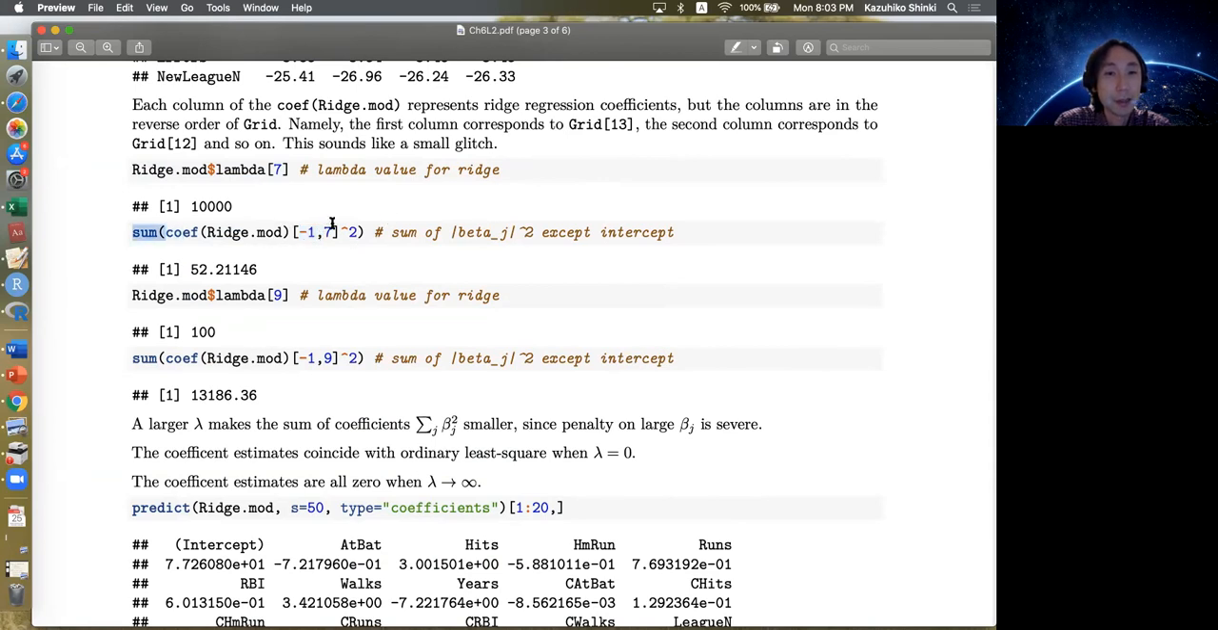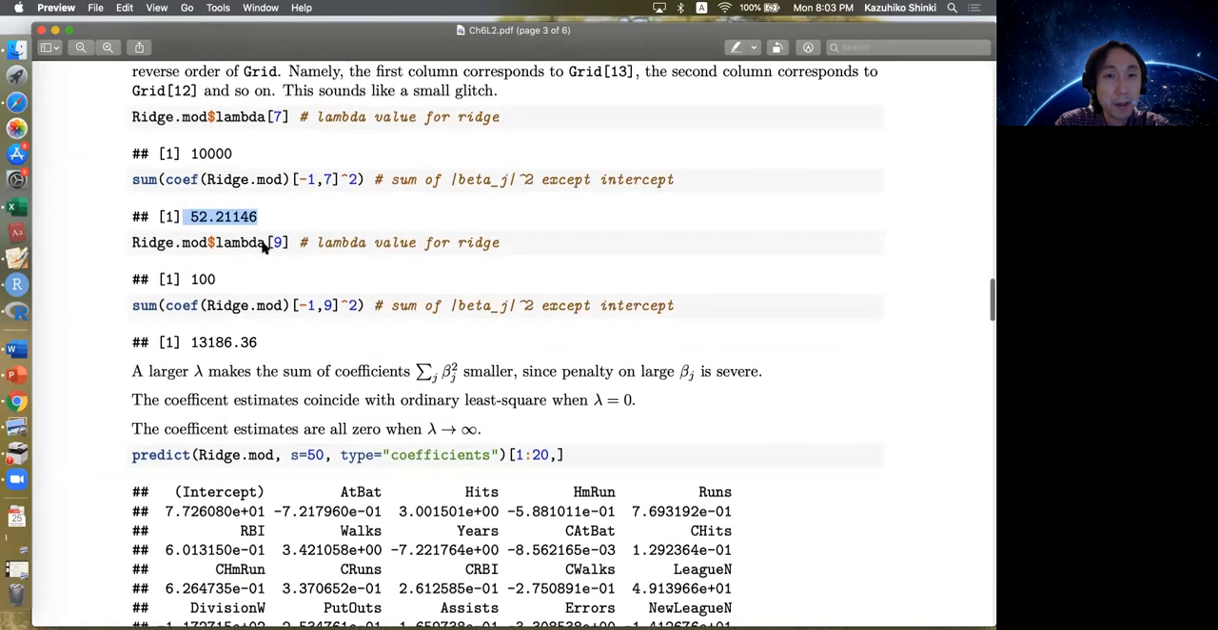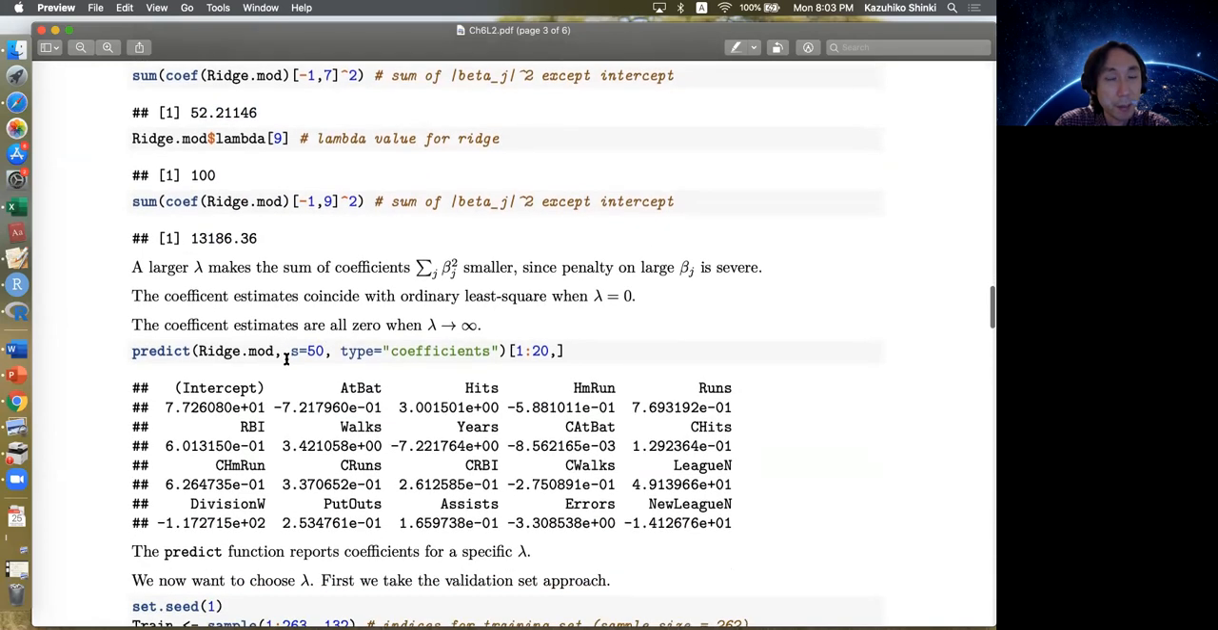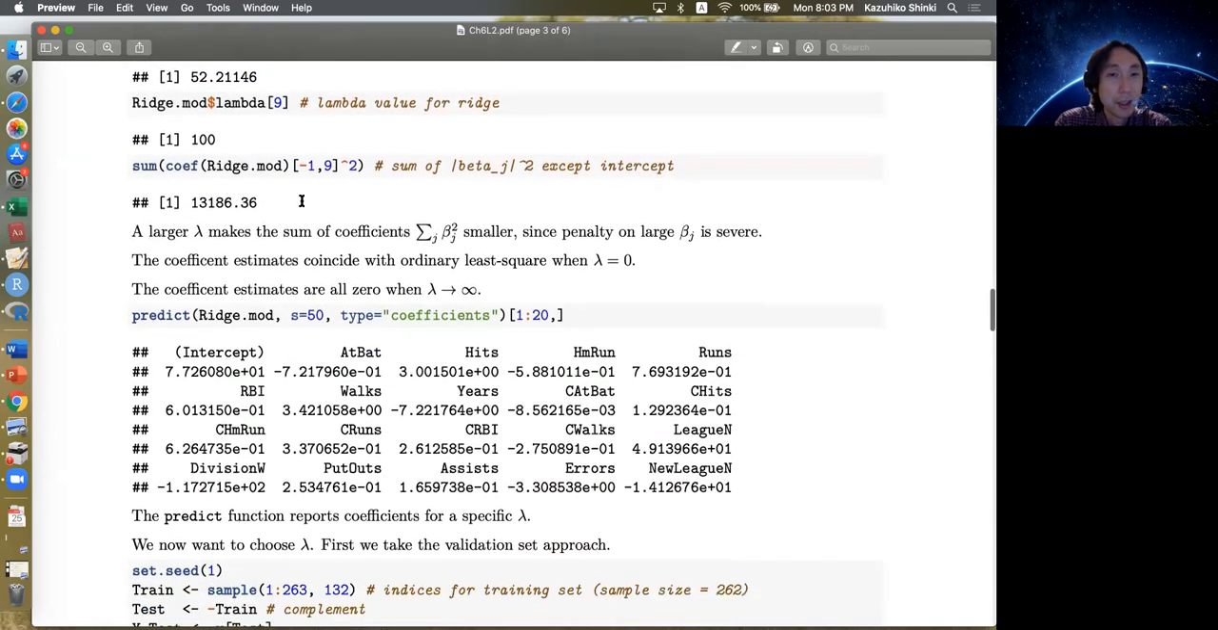Then the other part, basically we have the beta j, so the sum of beta j square. So this is the 7th column. If lambda is 10,000, the sum of beta sub j square is 52.2. The 9th value of lambda is 100, and the sum of the squared coefficients is 13,000. So when lambda is smaller, there is less penalty on the size of coefficients, so the total size of coefficients is larger.